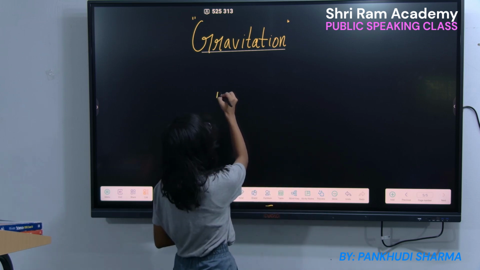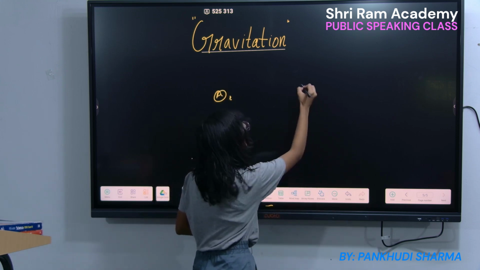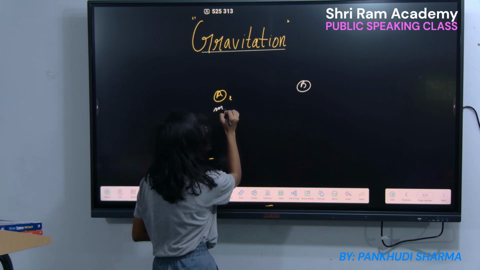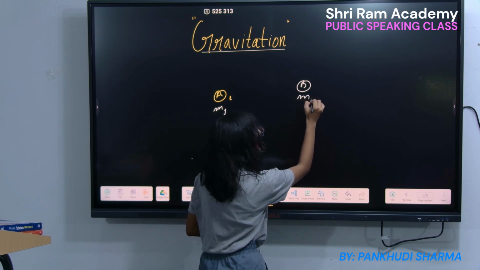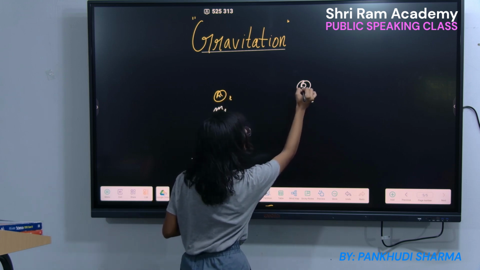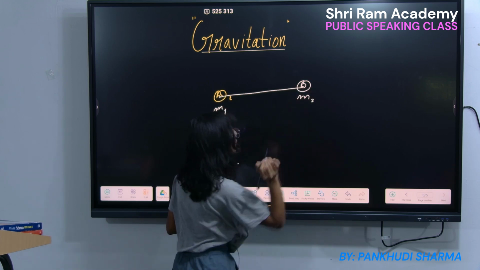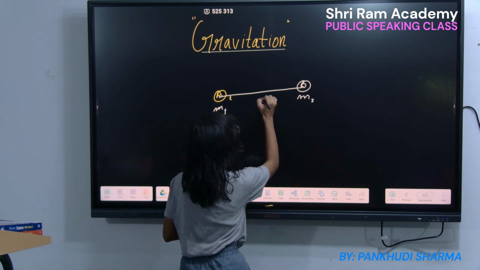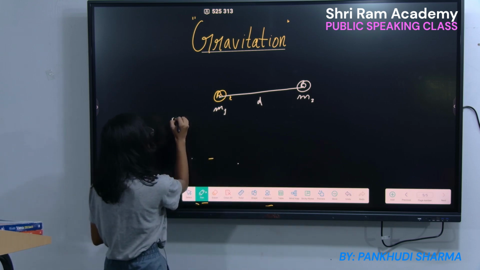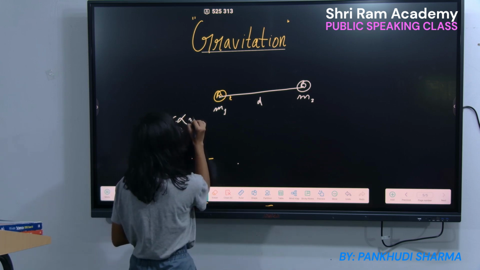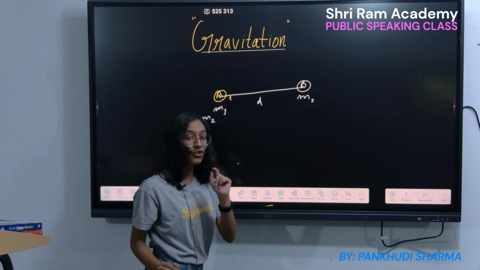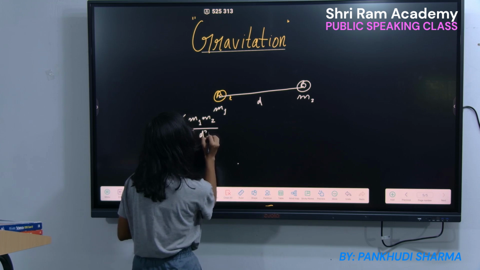Let me explain. Suppose here is an object A and object B. Object A and object B have certain masses. Let this be mass 1 and let this be mass 2. They have a certain distance between them. I'll measure the distance between the objects, as gravitation is a central force. We'll discuss it. So here is a certain distance, let the distance be d. According to Newton's law of gravitation, force is directly proportional to the product of the masses of the two objects, that is m1 and m2, and inversely proportional to the square of the distance, that is d square.